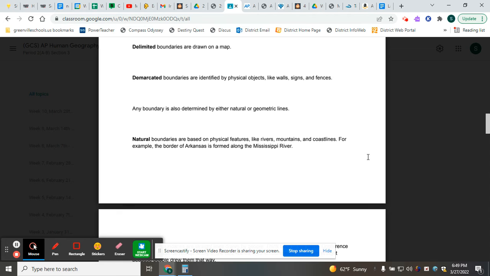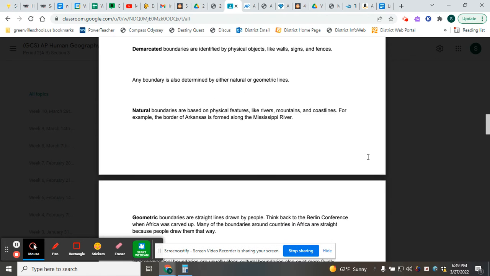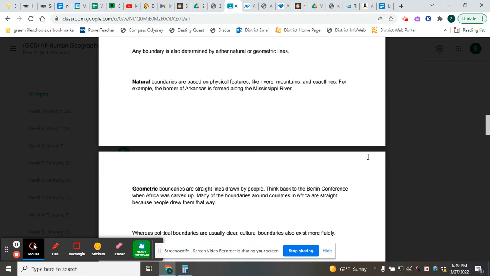Okay? Any boundary is also determined by either natural or geometric lines. Natural boundaries like a river, the Savannah River that separates us from Georgia, would be a good example. The Mississippi River would be a good example. The Ohio River. Okay? Rivers make great natural boundaries. Okay? Mountains can do it as well. Coastlines make for great boundaries too.